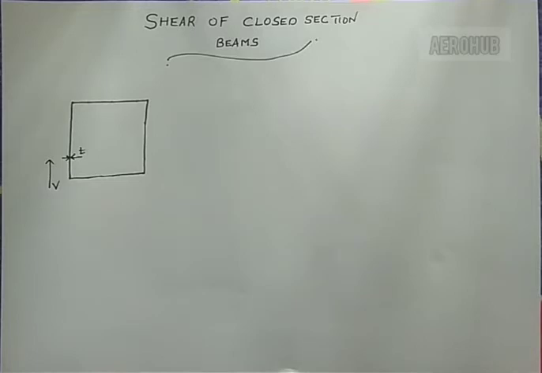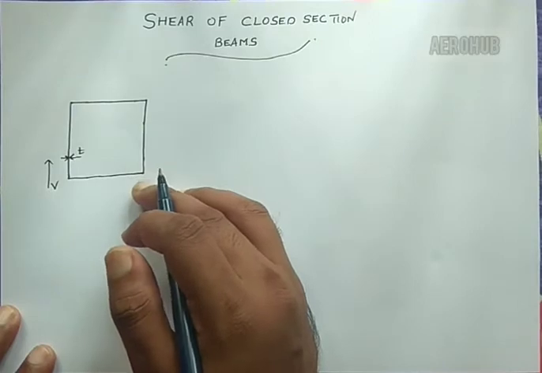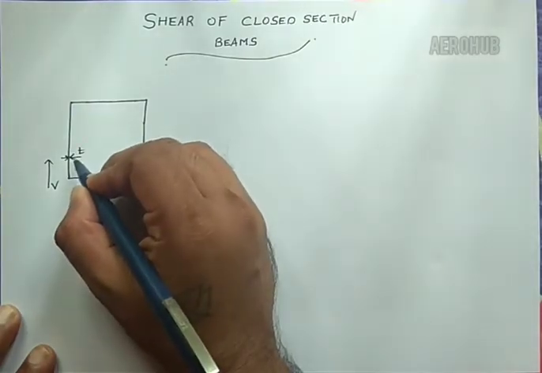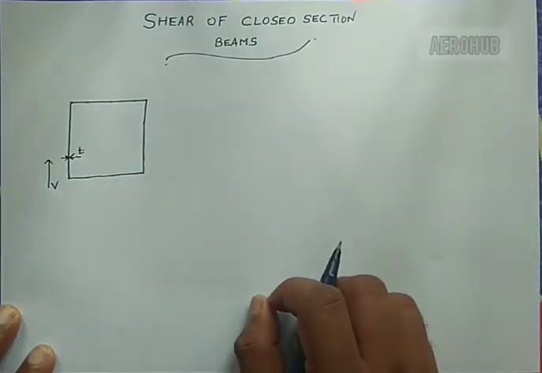In the previous lecture, we discussed the shear flow distribution of different types of open sections, and from this lecture we will discuss how to find the shear flow distribution of a closed section beam, that is, a thin walled closed section beam. You can see here this is a rectangular thin wall cross section beam with a constant thickness t, and we are applying a shear load of V.